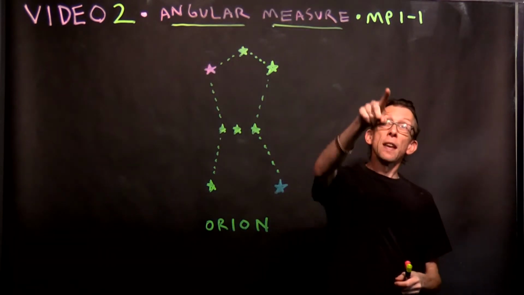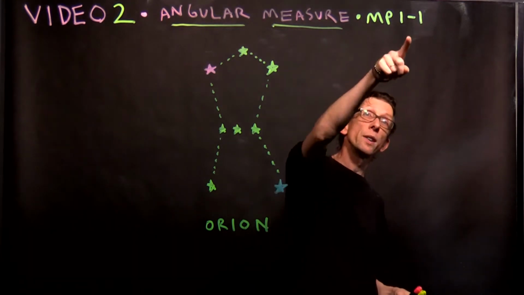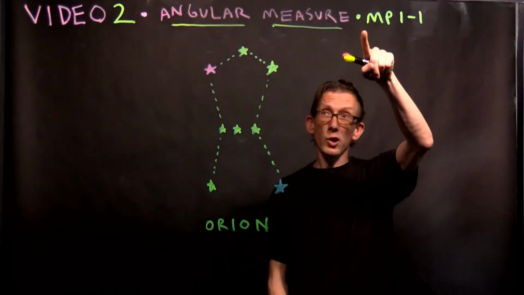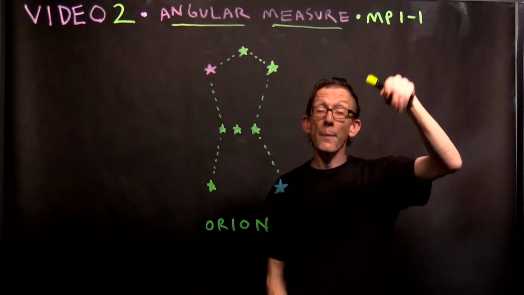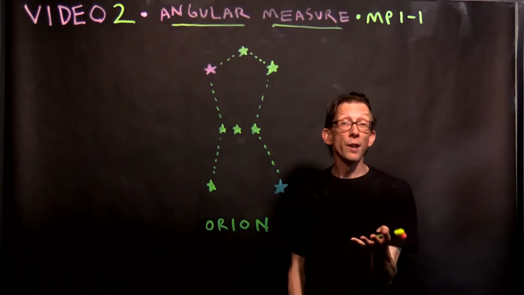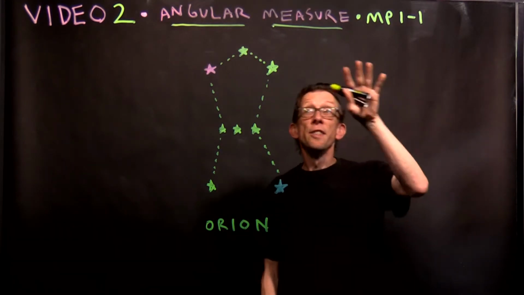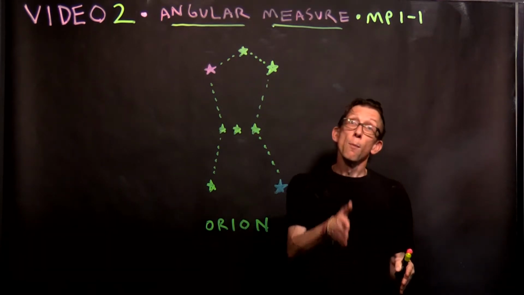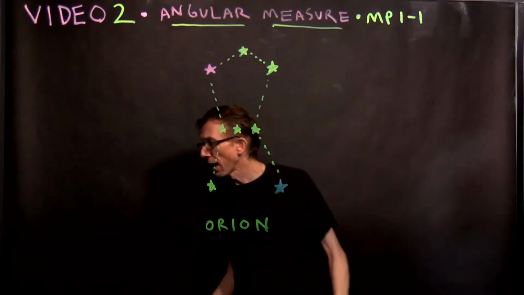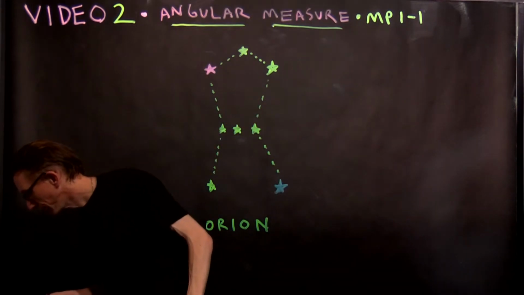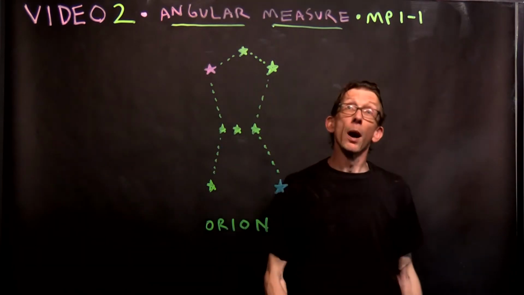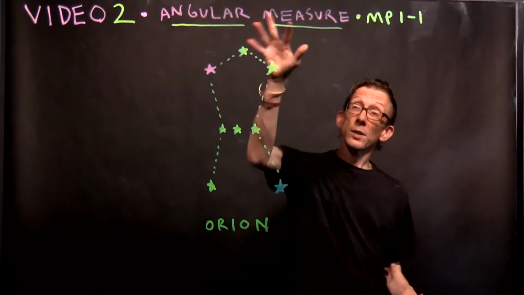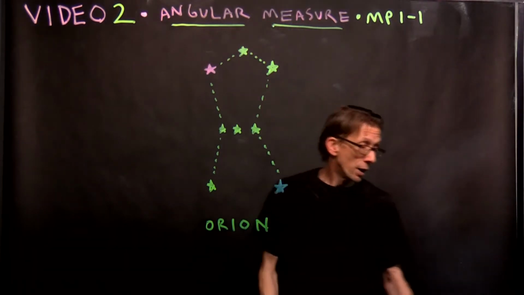Now this MP business that you see here, MP 1-1, that means More Precisely. You notice in the first video it said section 1.3 here. That means that the stuff I talked about in video 1 came from section 1.3 of your textbook. This information comes out of More Precisely, which is like a little sidebar in your textbook. More Precisely 1-1. I can't remember which page it's on, but it's in the first chapter near the front. That is where you find the written information on angular measure.